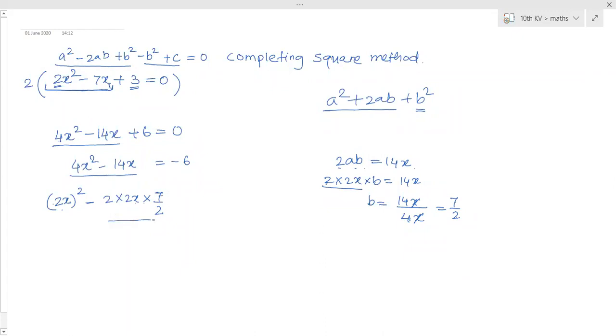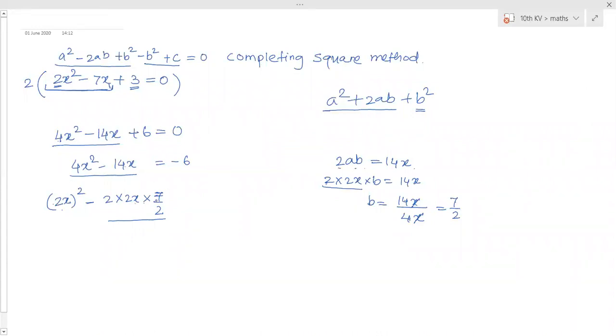So when you multiply this, the 2 and this 2 get cancelled. 2x into 7 is 14x. So the same term 14x you have written in the form of 2ab. Is it clear? Ma'am, so we are not changing the equation. We are not changing any equation. We are only converting that equation in the form a square plus 2ab plus b square.